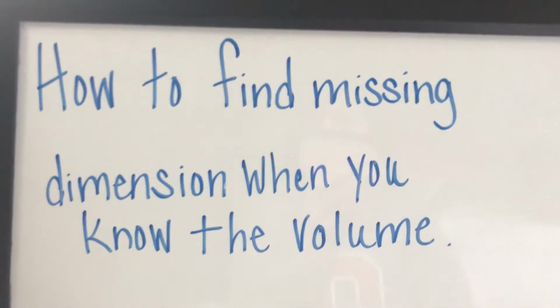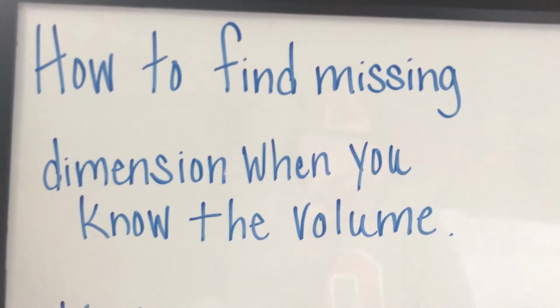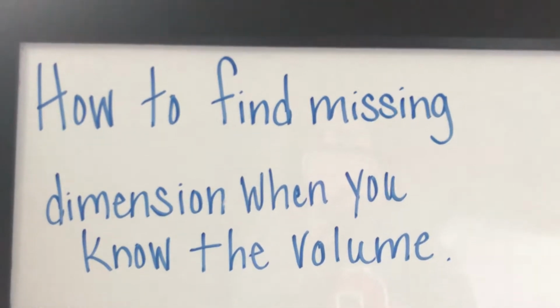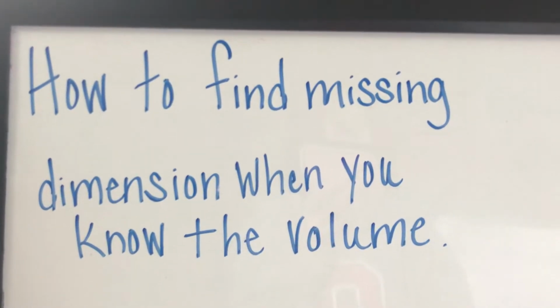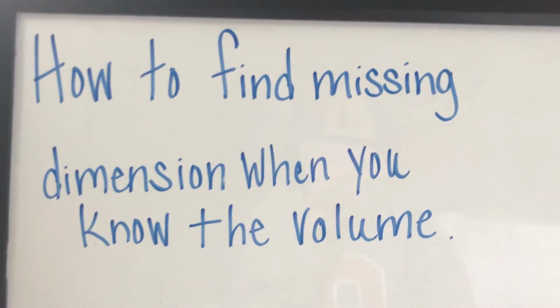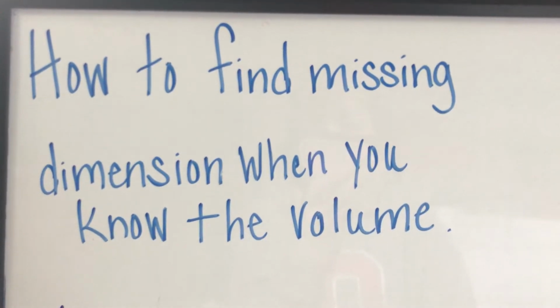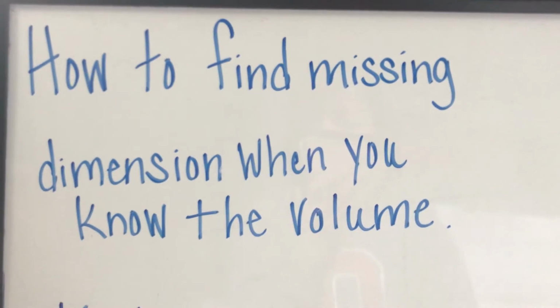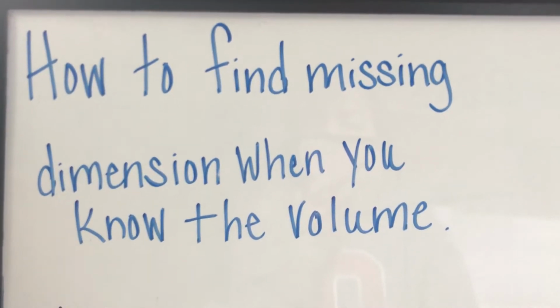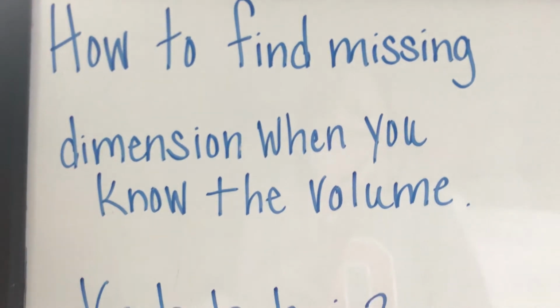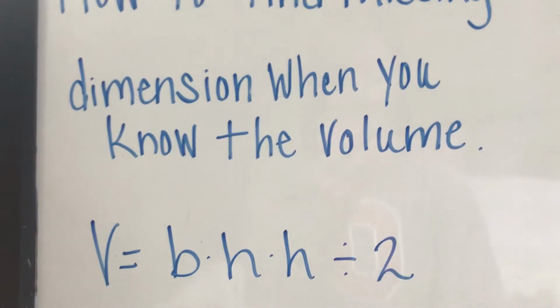Okay, we're going to do a lesson today about how to find a missing dimension when you know the volume. We've already done this lesson when we were finding volume of a rectangular prism, so we're going to do just about the same thing today. We're just going to add one more step. Remember though, we are using the formula for volume of a triangular prism.